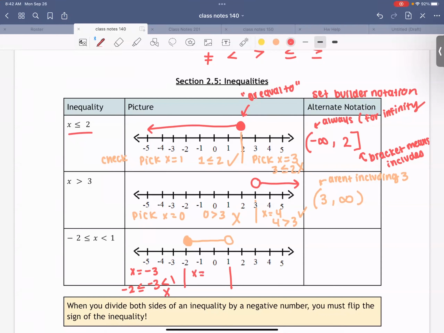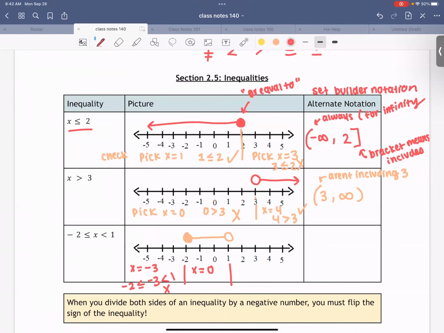A number between -2 and 1. 0, good. Okay, is -2 less than or equal to 0, which is less than or equal to 1? Yes. That works, good. So that's why there's an arrow between those two, okay? And I know this is overkill, but let's just choose x equals 3, okay? Is -2 less than or equal to 3, which is less than 1? No, good.